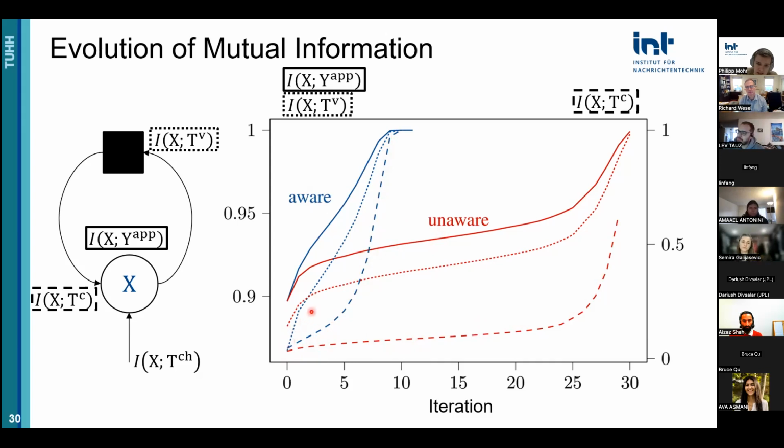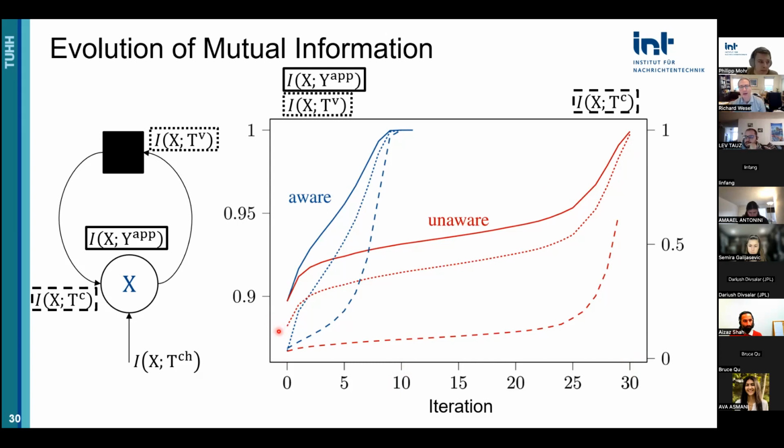We also have higher variable node mutual information after a few iterations because the input to the variable node is much more reliable after a few iterations. So also in this area, the aware design can surpass the unaware design. And we just need 10 iterations to converge instead of 30 for this particular example.